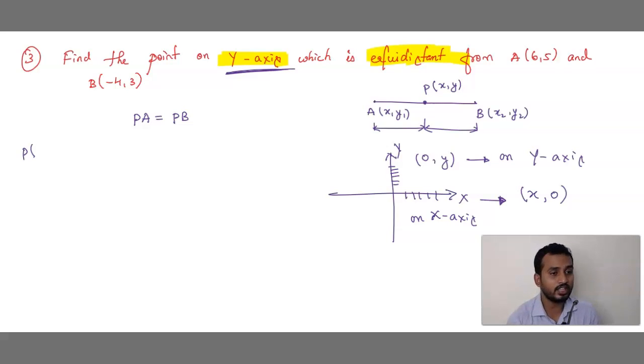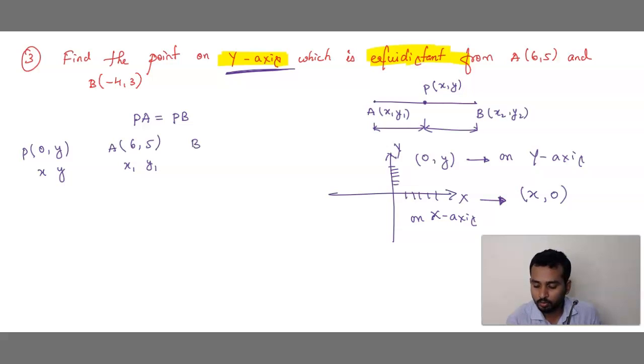Y-axis. So what are the coordinates of P on the y-axis? 0 comma y. It means this is the x value and this is the y value. The x value will be 0 and the y value will be y itself. Now what are the coordinates of A? 6 comma 5. That's nothing but x1, y1.